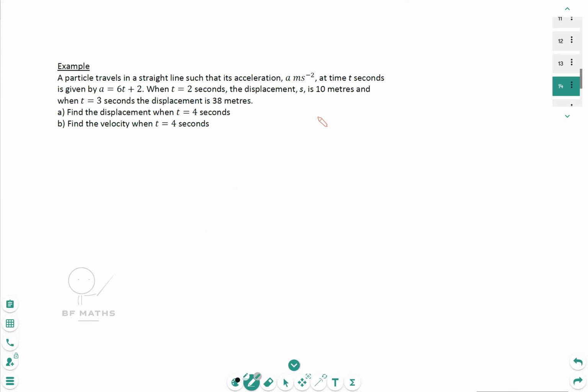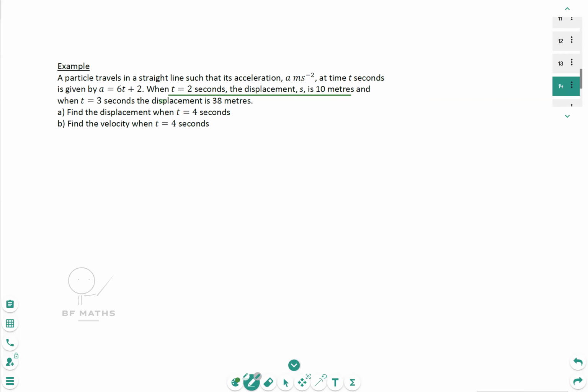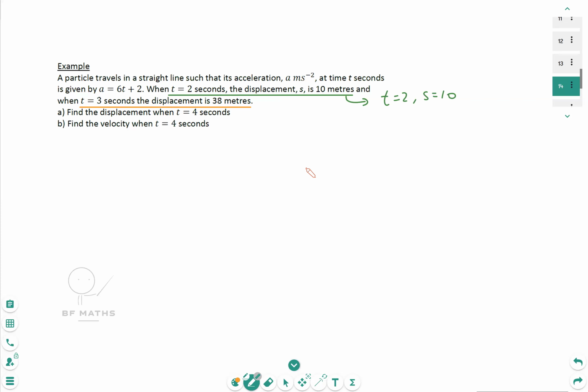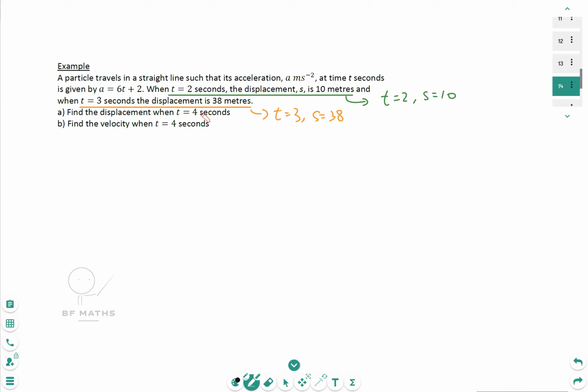Now, as soon as you see this, hopefully you do understand these are boundary conditions. So this one means t equals 2, s equals 10. All right, and one more. This one, t equals 3, s equals 38. Right, it will come in handy. Find displacement when t equals 4.